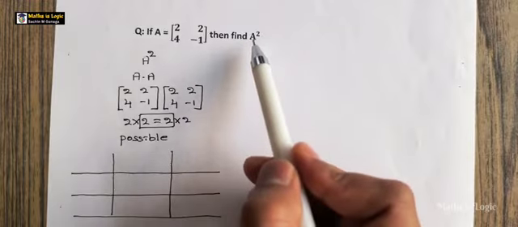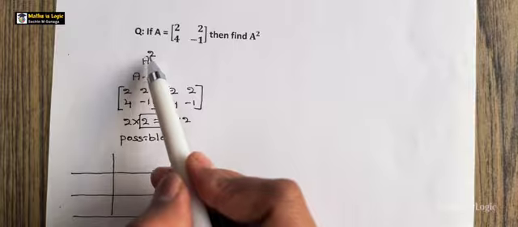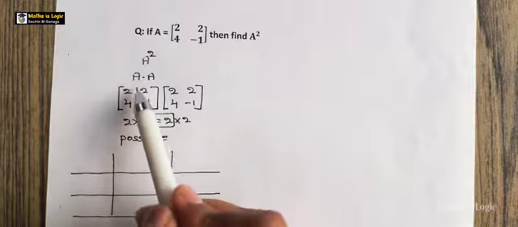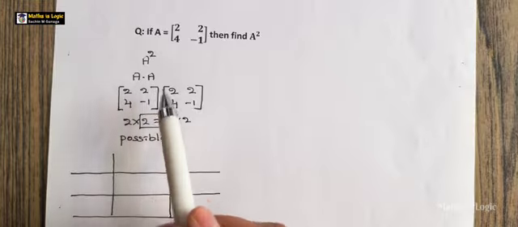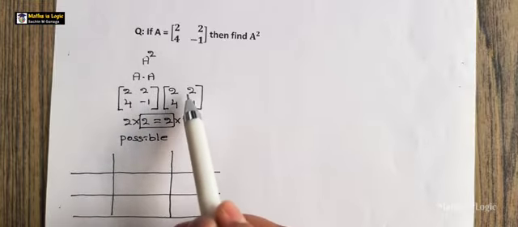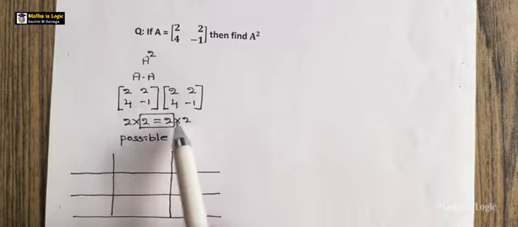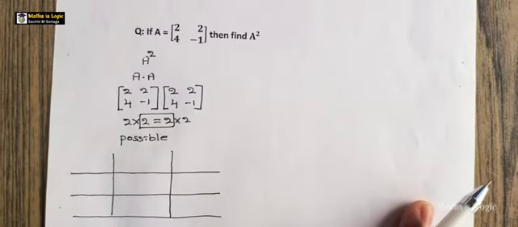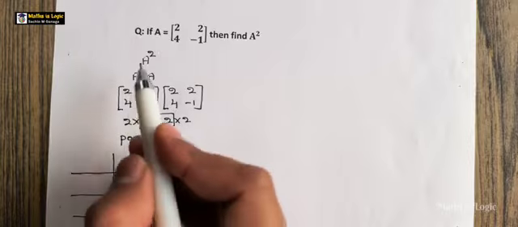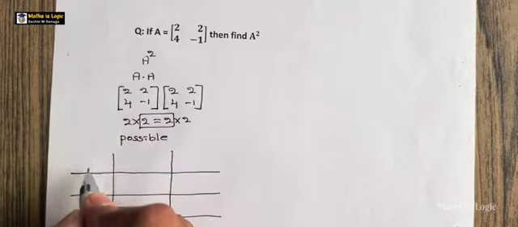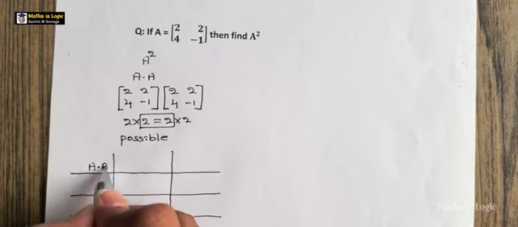If A square comes, then A square can be written as A into A. Next, mention the A matrix. Again mention the A matrix. Same value, 2 3 4 minus 1, 2 3 4 minus 1. Write the order, so it is possible. Next, in this corner, instead of writing A square, we need to write A into A.